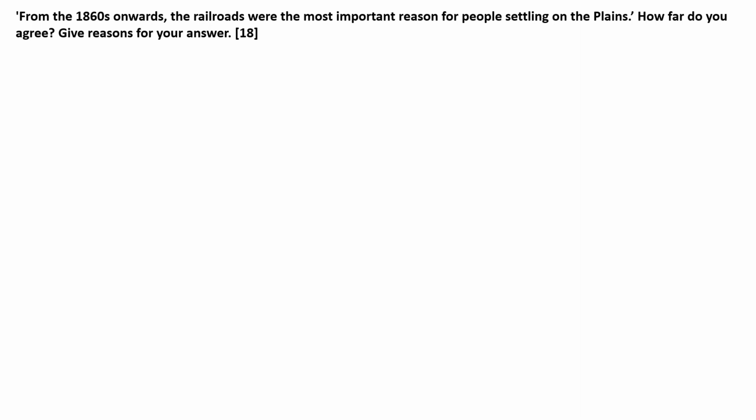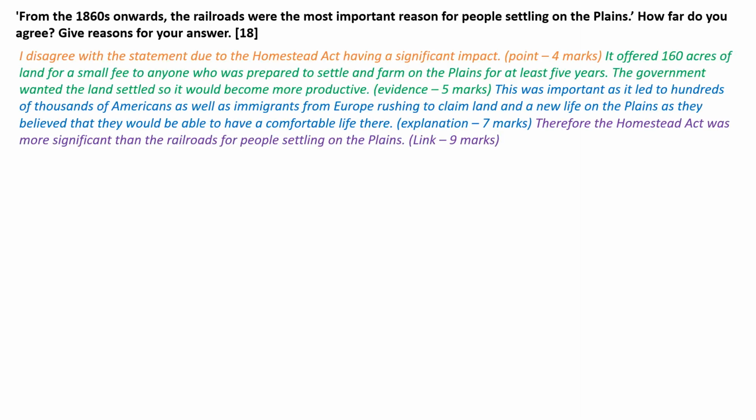So if we have a look at this paragraph together, I disagree with the statement due to the Homestead Act having a significant impact. So at this point, we're on 4 marks. We've identified an alternative reason for why people were settling on the plains. It's specific. The examiner would like this, so we have a point and we have 4 marks at this particular moment. We're then going to support that with evidence.